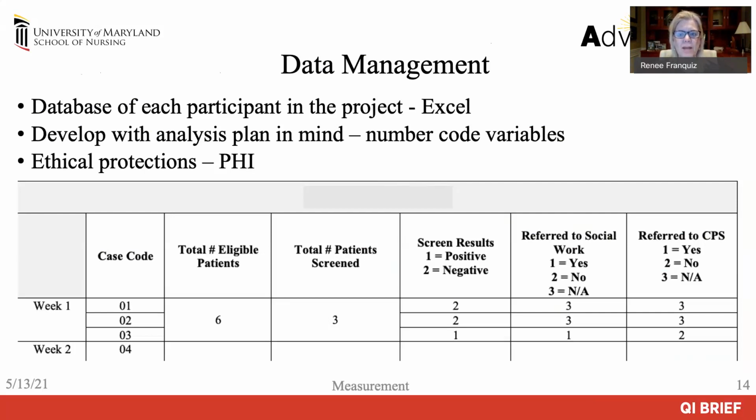Delta Hospital tracked the total number of eligible patients for the project and the number of patients screened, as well as the results of the screening and the referral to social work. It's ideal to create categorical data elements for each attribute, such as the ones included in the example on this slide. Assigning numeric codes for each possible response will allow for the efficient application of an Excel function to the data set for future analysis.